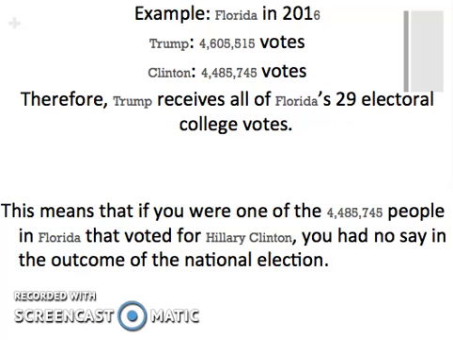Here's an example from 2016. This is Florida. Trump had 4.6 million votes and Clinton had 4.8 million votes. Therefore, Trump received all of Florida's 29 Electoral College votes, which was huge in him winning the election. Did you catch it? This means that if you were one of the 4.4 million people in Florida who voted for Hillary Clinton, you had no say in the outcome of the national election.